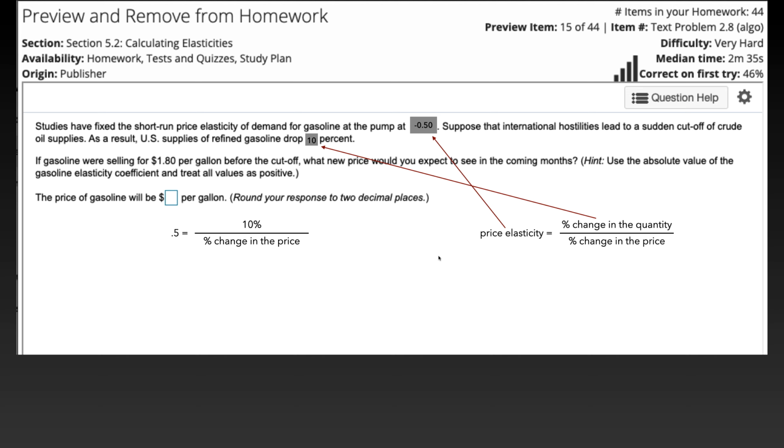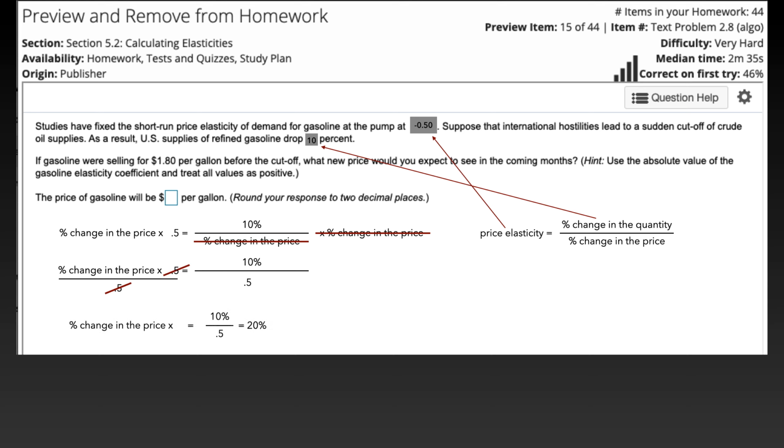We'll start by multiplying both sides by the percent change in the price. This will cause the percent change in the price on the right-hand side to cancel out. So we end up with the percent change in the price multiplied by 0.5, the price elasticity of demand, equals 10%. We want to get the percent change in the price on its own, so we divide both sides by 0.5. The 0.5s cancel one another out, and the percent change in the price is then 10% divided by 0.5, which is equal to 20%.